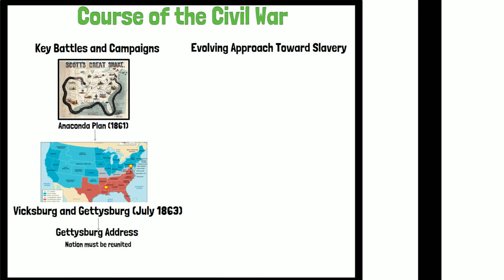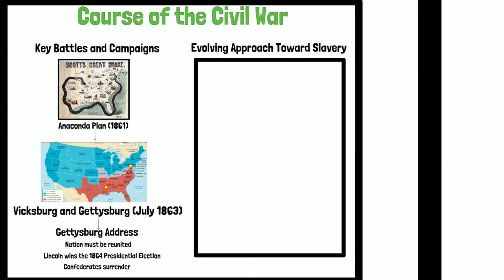Additionally, Lincoln won the re-election of 1864. From there, the Union Army pushed deep into the South until a Confederate surrender in April of 1865. Throughout the war, Lincoln's public approach towards slavery also shifted. Midway through the war, and after a major victory at Antietam, Lincoln announced the liberation of slaves in the Confederacy as a war effort by issuing the Emancipation Proclamation.